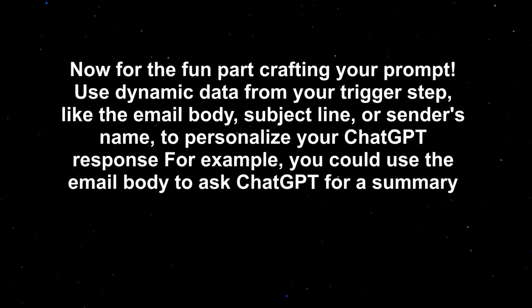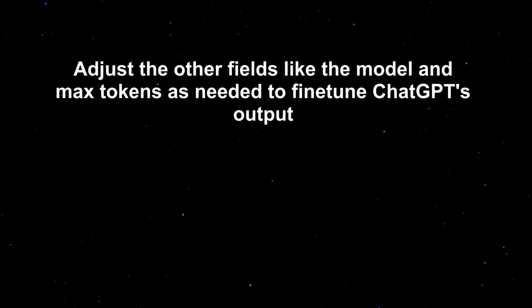Now for the fun part, crafting your prompt. Use dynamic data from your trigger step, like the email body, subject line, or sender's name, to personalize your ChatGPT response. For example, you could use the email body to ask ChatGPT for a summary. Adjust the other fields like the model and max tokens as needed to fine-tune Chat's output.